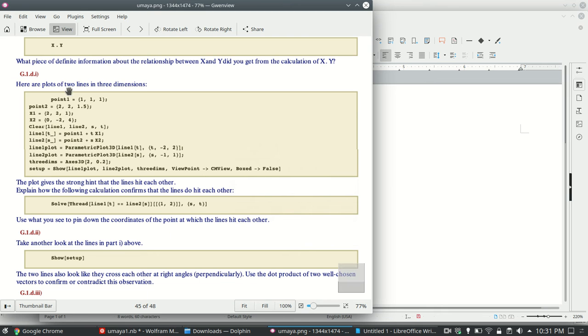Hi, Umaya. I think you needed help with G1DI, and G1DI has this graph to plot. The question here is, looking at this graph, the lines seem to hit each other. Explain how this line of code confirms that the lines hit each other, and then get the coordinates of the point where the lines hit each other, right? So I'm going to show you how to do those things.